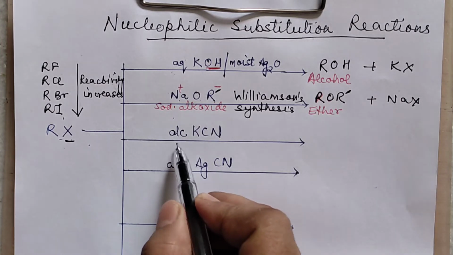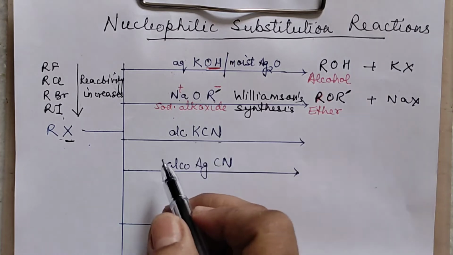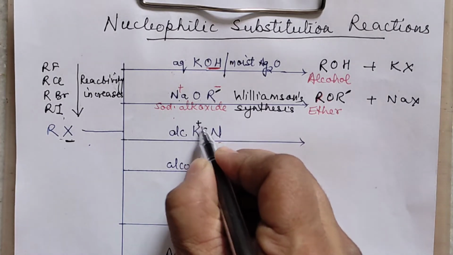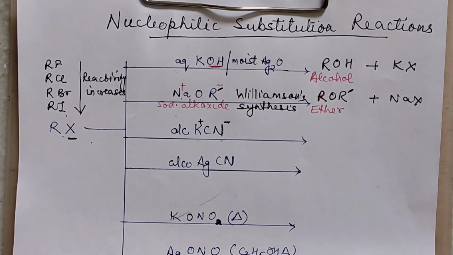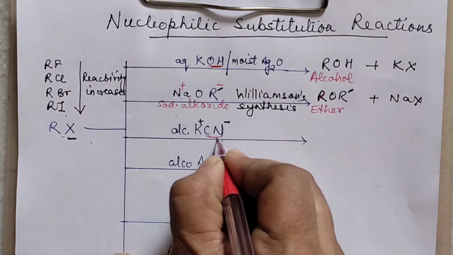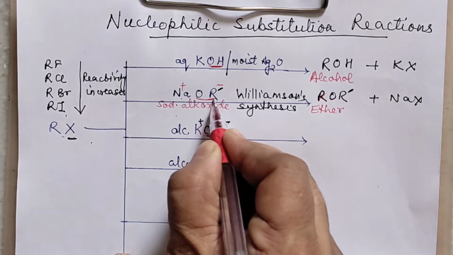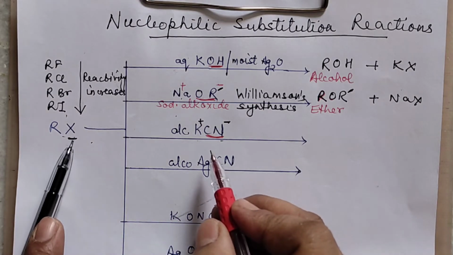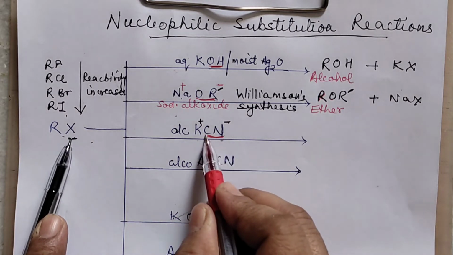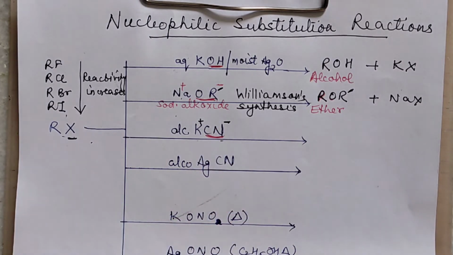Reaction with alcoholic KCN, potassium cyanide. You ionize it first: it will be K plus and CN minus. So what is the nucleophile in it? The nucleophile is this CN minus. Like what was the nucleophile in the previous one? OR minus, the alkoxide ion. So what will happen here? This X position will be taken by CN. Every time it is happening like that: the nucleophile is taking the place of this X.